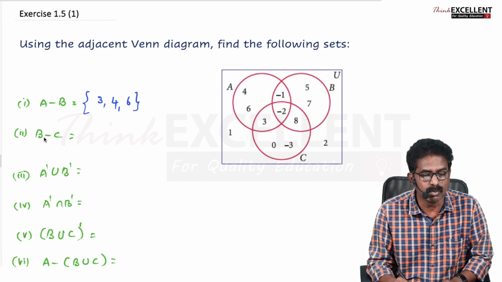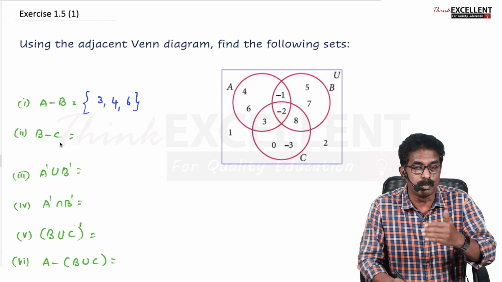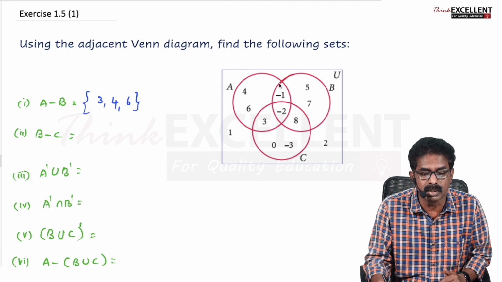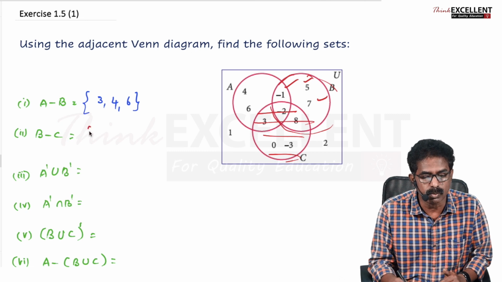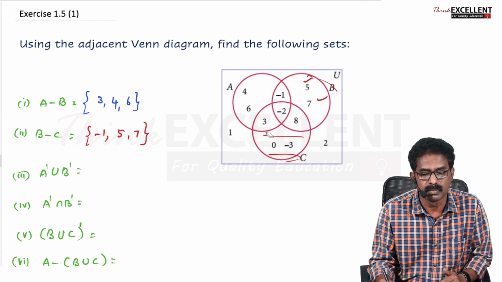What they asked for the second one: B minus C. Not B minus A. Read the question very carefully. B minus C. That means in B, right? This is B, right? In B, but not in C. Don't take C. That means you take only these three numbers. Which numbers? -1, 5, 7. Okay, that three numbers alone you take. So now let's go for the next one.